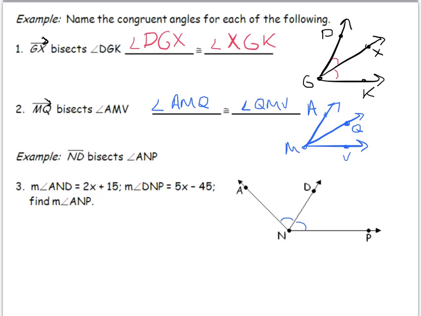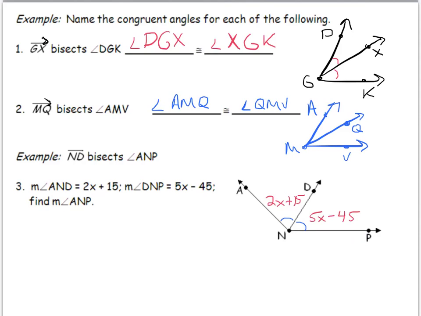The next thing they say is angle AND has a measurement of 2x plus 15. So we're going to go ahead and label that on the inside. They also tell me that angle DNP is 5x minus 45. And then the last thing they say is find out what angle ANP is. They want us to figure out what the whole entire measurement is.